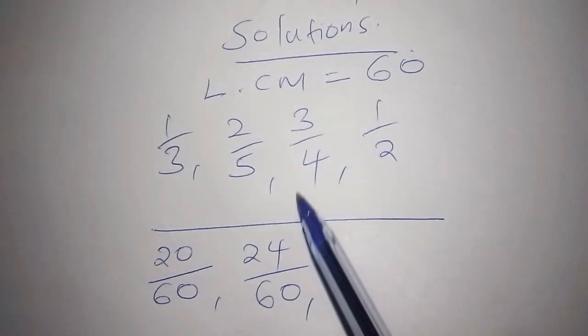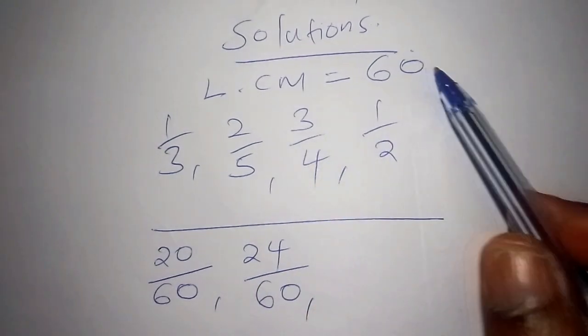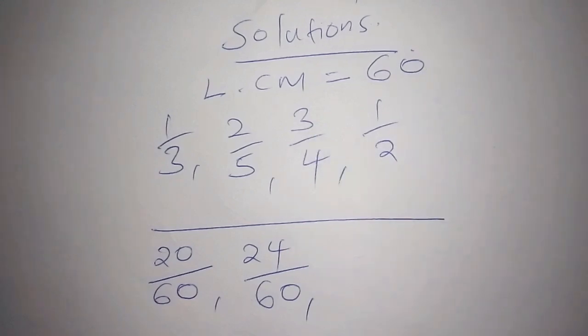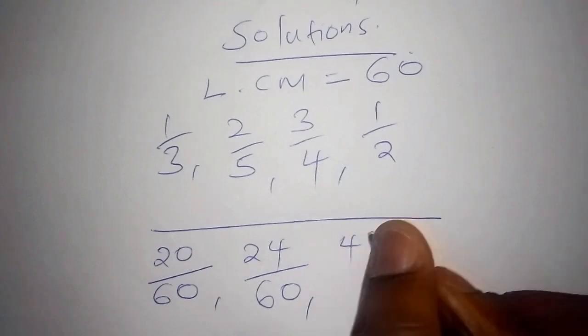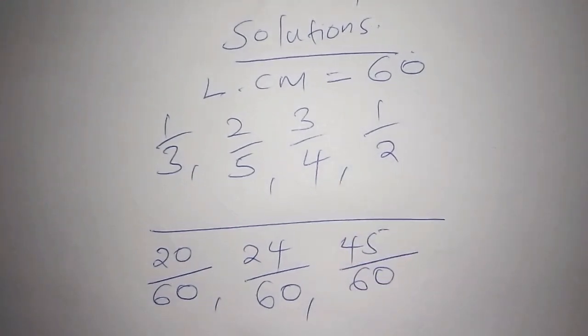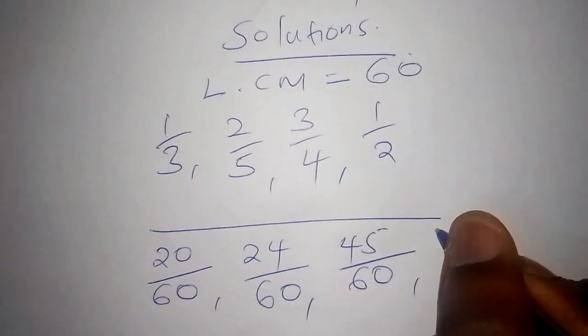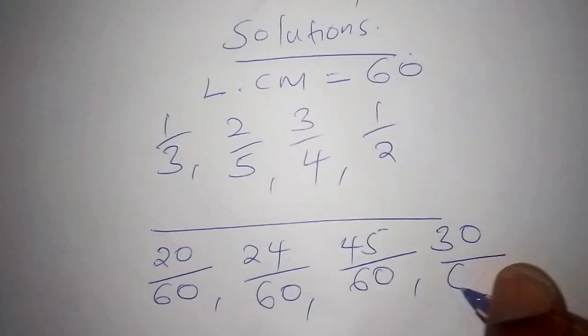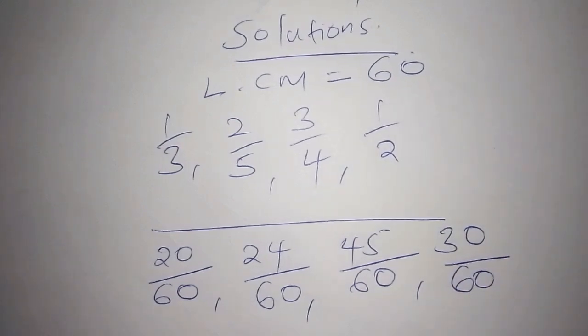Then we move to 3 over 4. So 4 goes into 60 how many times? It goes 15 times, and 15 times 3 is 45. So there we shall have 45 out of 60. Then we check a half goes into 60 how many times? It goes 30 times. So the last one we shall have 30 out of 60.